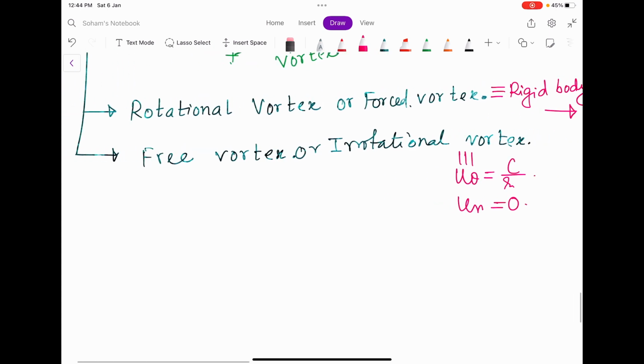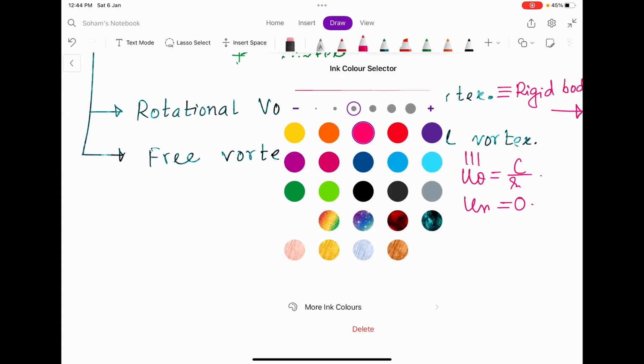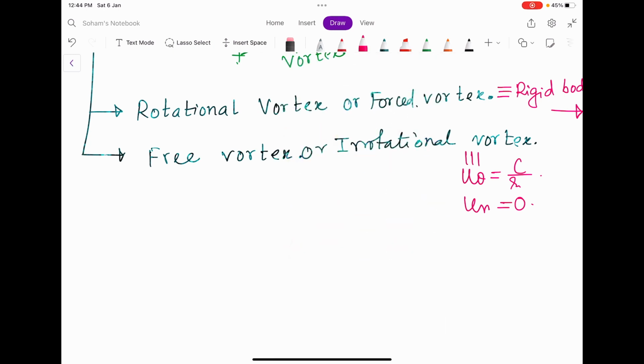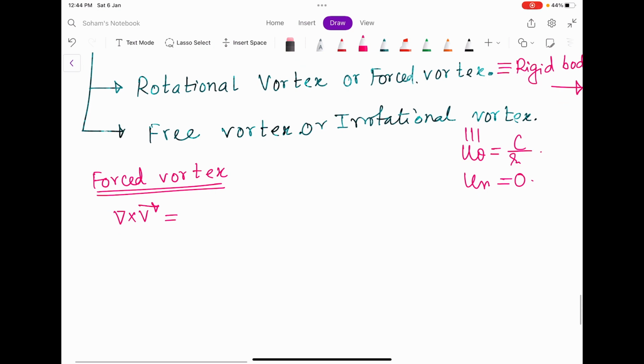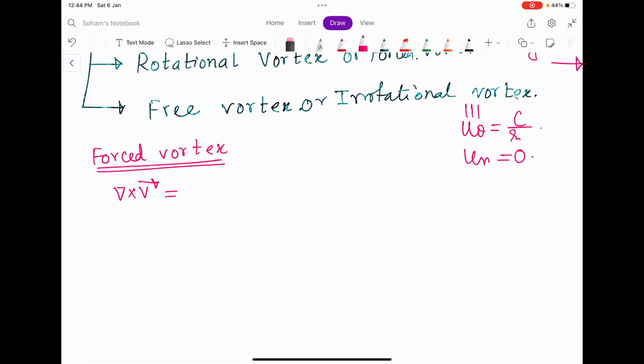Okay. So your job is now to calculate the curl and to verify if the forced vortex is rotational or not. So for forced vortex, let us see that the curl of velocity vector, okay. So for forced vortex, the curl of velocity vector will be what?